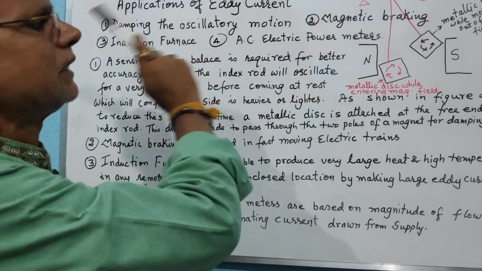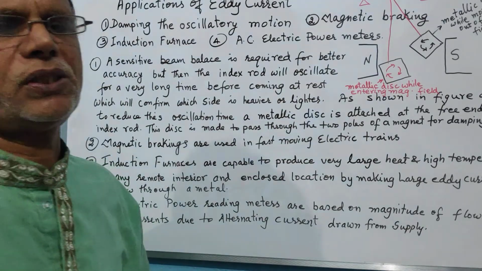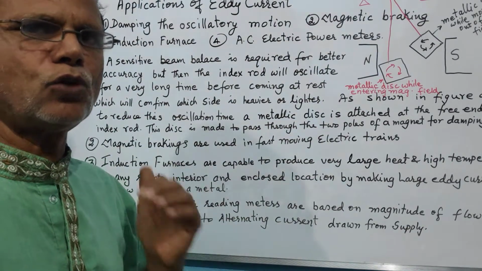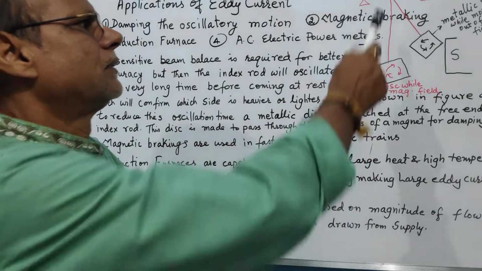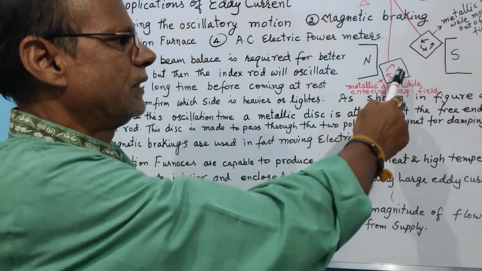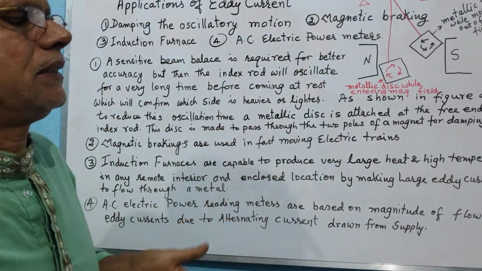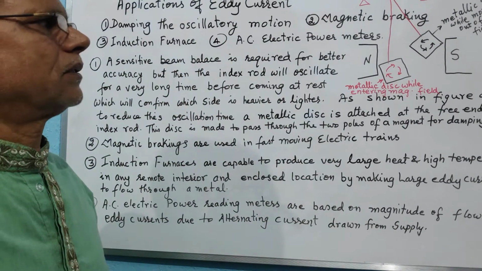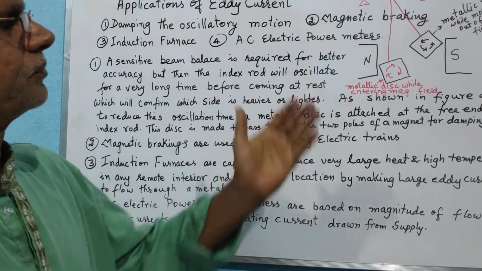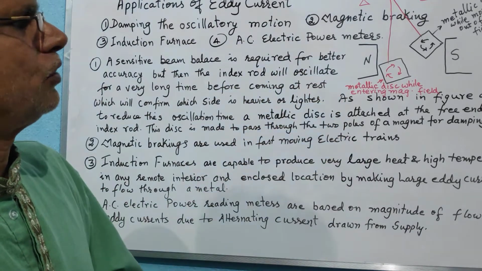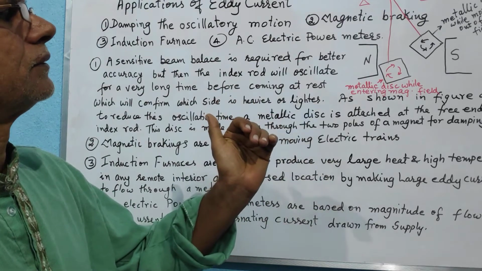So we find an application of eddy current in this case, and we can reduce the oscillating time without compromising the accuracy of the beam balance. How is it done? The index rod is fixed with a metallic sheet, and that metallic sheet is allowed to pass between the two poles of a magnet. Now what happens? Some eddy current is produced in the metallic sheet, and that opposes the motion.